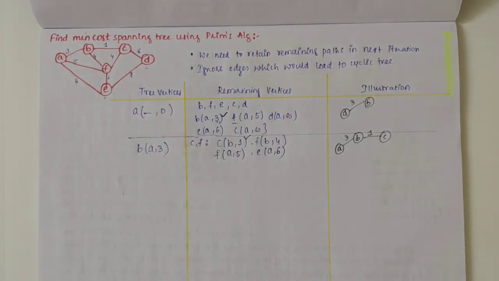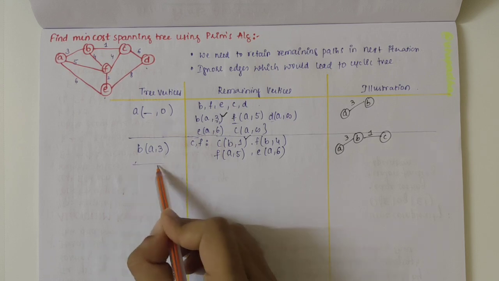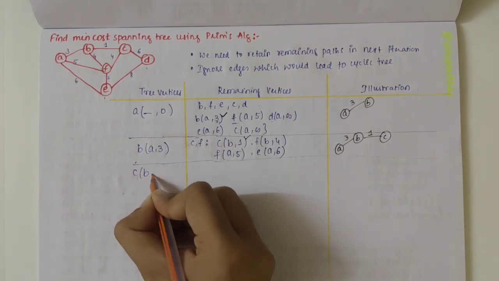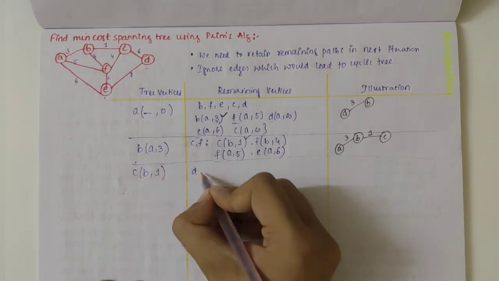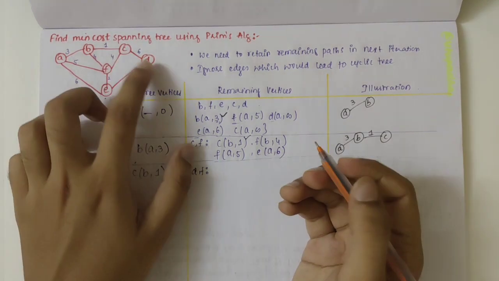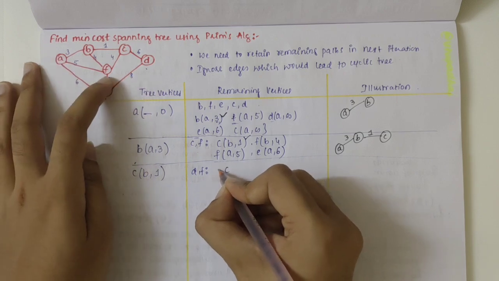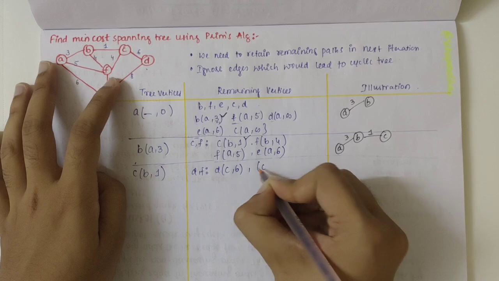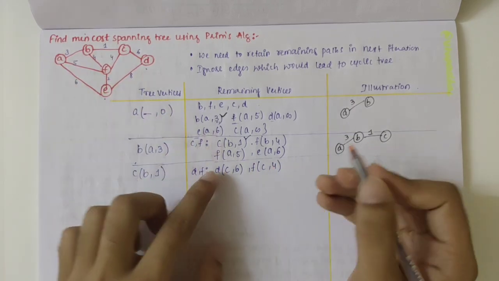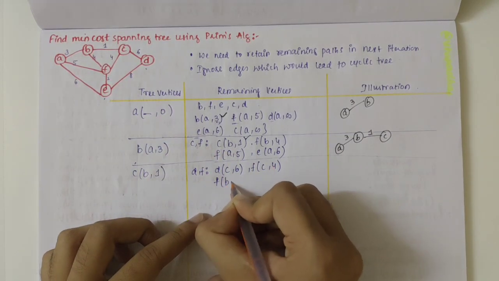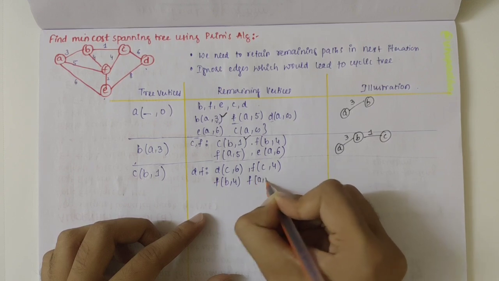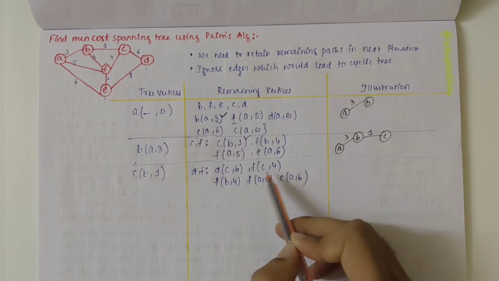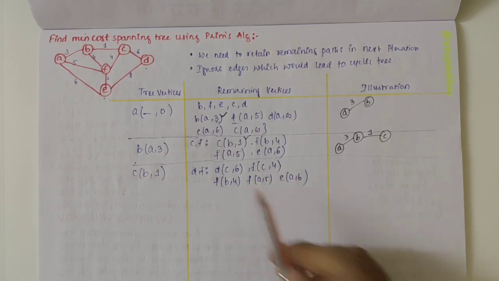Yeah, so this is done. Next I have to consider this one, that is B to C, 1. Now from C I have D and F. C to D, I have 6, and C to F, I have 4. I will write the previous values as it is: F B comma 4, F A comma 5, E A comma 6. Here I have F from C to F as 4, from B to F as also 4.